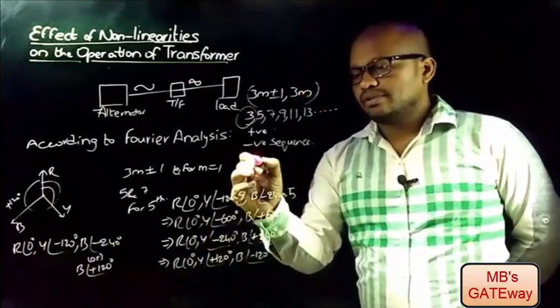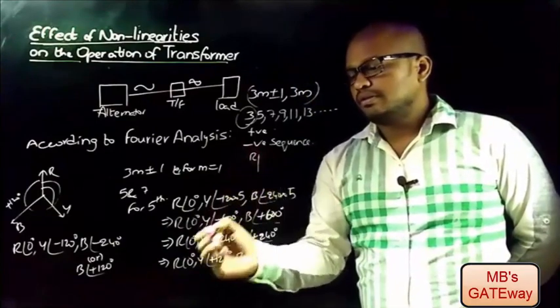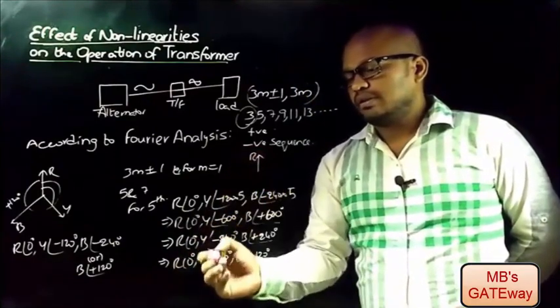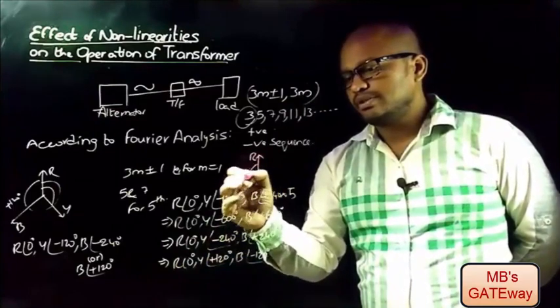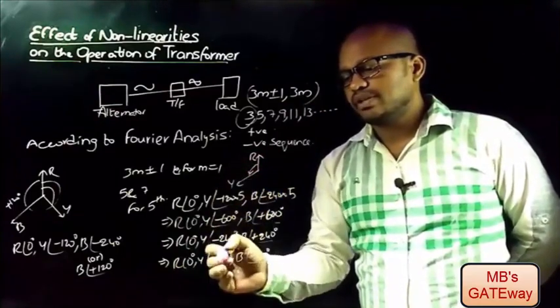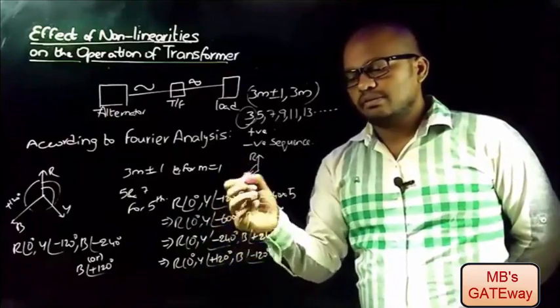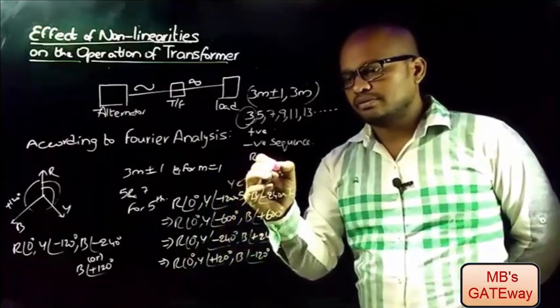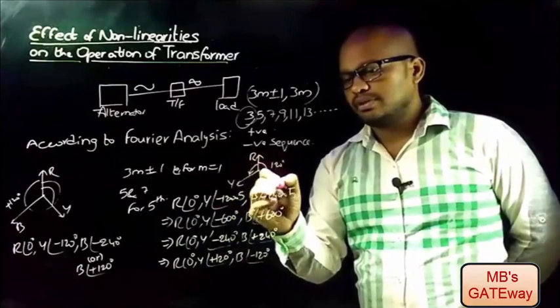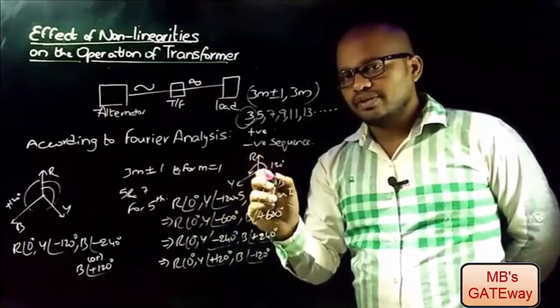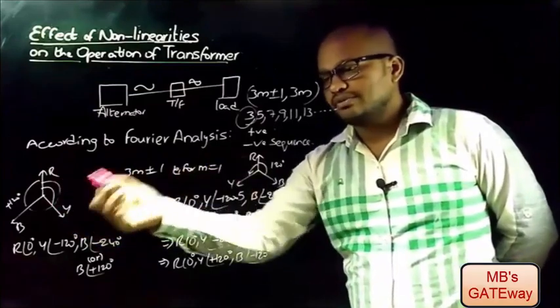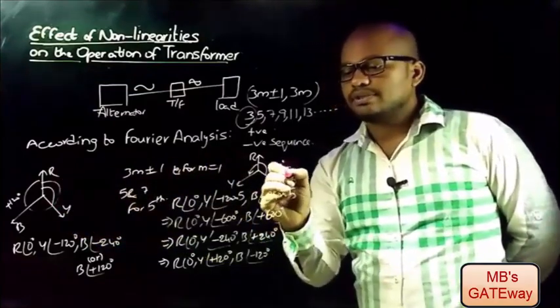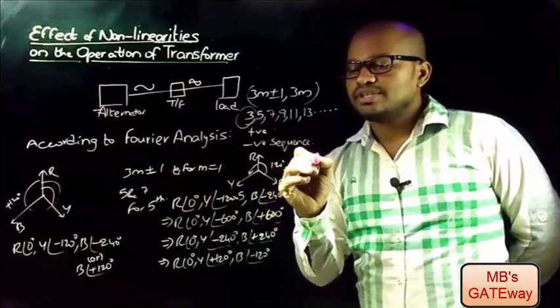So the phase sequence is R, and Y at an angle plus 120, so this is Y, and B is at an angle minus 120, that is B. If you compare this phase sequence with the fundamental signal phase sequence, as it is reversed, this represents a negative phase sequence signal.